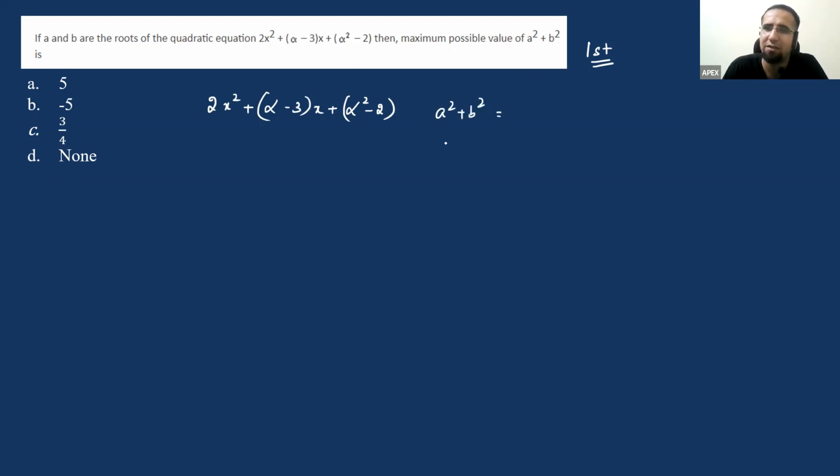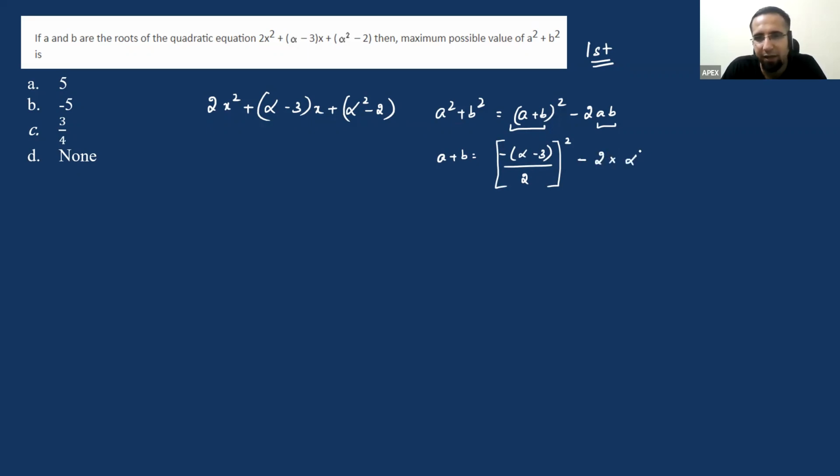We have discussed a similar question in the class. A square plus b square will be nothing but (a plus b) whole square minus 2ab, whereas a plus b will be written as the sum of the roots and ab is nothing but the product of the roots. So what is a plus b here, guys? So (a plus b) whole square, the sum of the roots. The sum of the roots is minus b by a, that is minus of (alpha minus 3) divided by 2, whole square, minus 2 into the product of the roots. The product of the roots is equal to c by a, that is (alpha square minus 2) divided by 2. Let's cancel this 2, into, okay, and this alpha square minus 2 is in the bracket.